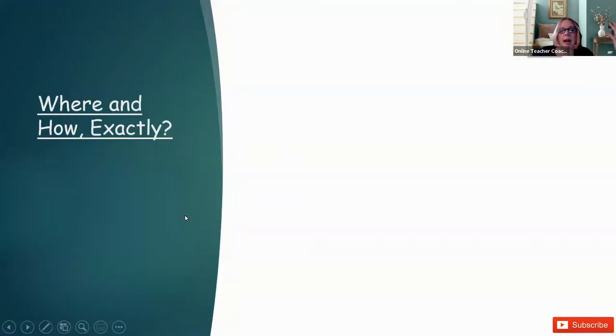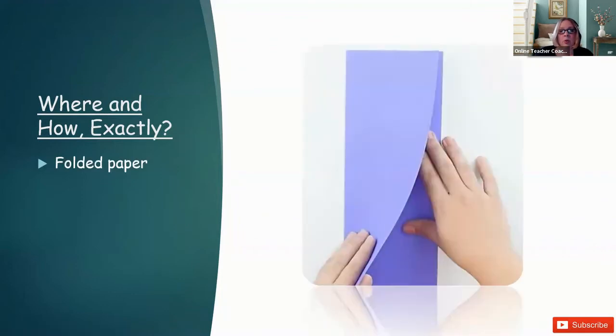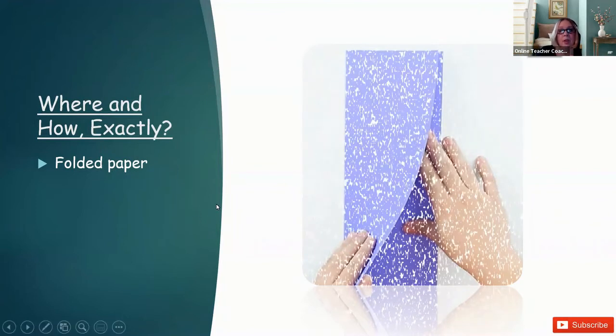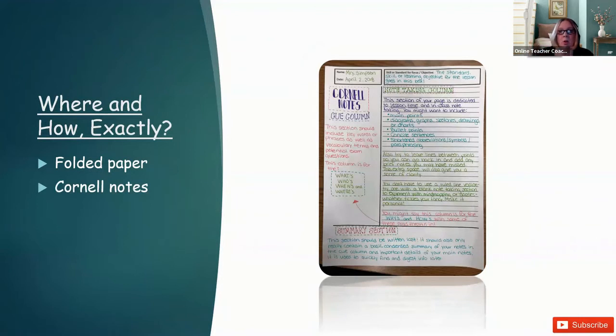So where, how exactly? Well, you could use like a folded paper. So if you have time and you want that, verb conjugations are important, right? So I might just take any old paper, fold it in half. You've got the French, you've got your English, you can write them on there. You could have them write this in their Cornell notes.